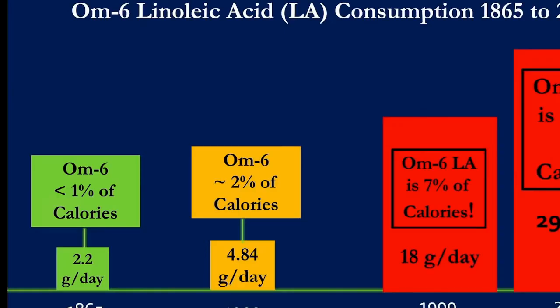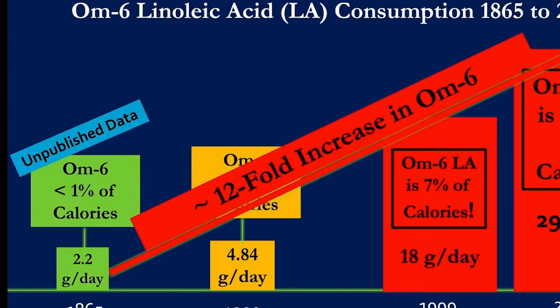You're going to see why this is so important, because we can't burn these for fuel properly. They're meant to be stored and used as signaling and structural molecules, particularly in the mitochondria, and they're not meant to be burned as fuel. So that's why we accumulate these. I want to note that the 2.2 grams is not yet published data. That will be in our next scientific paper. But this is a 12-fold increase in omega-6 in about 145 years. 12. Okay, I just wanted to let you know how devastating these seed oils can be to your system.